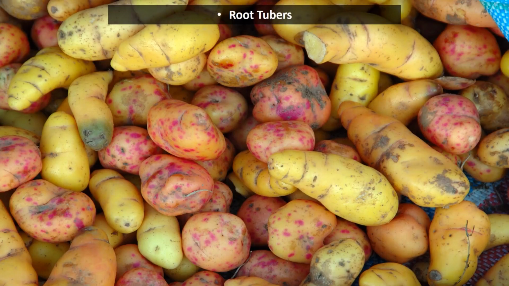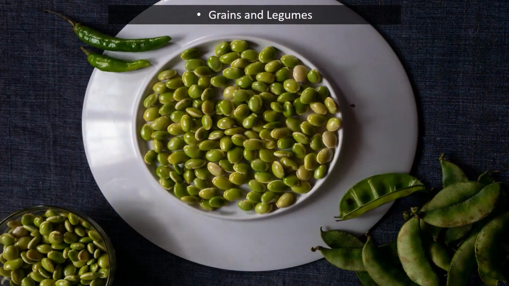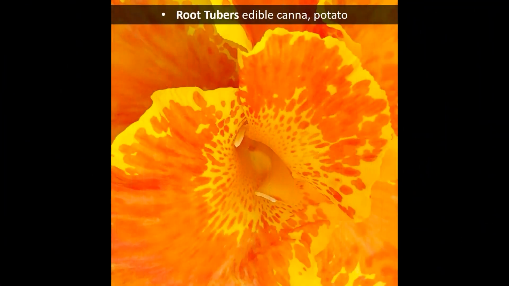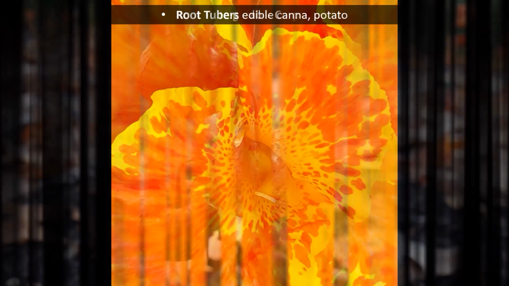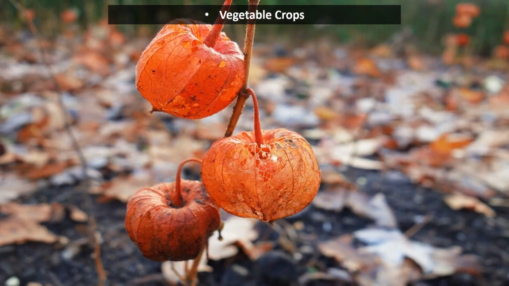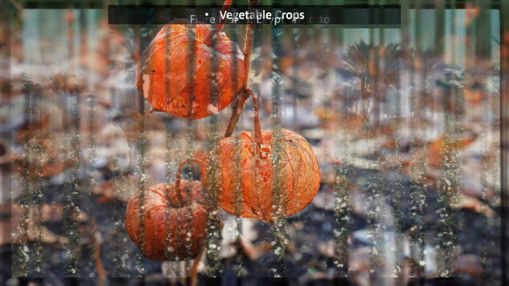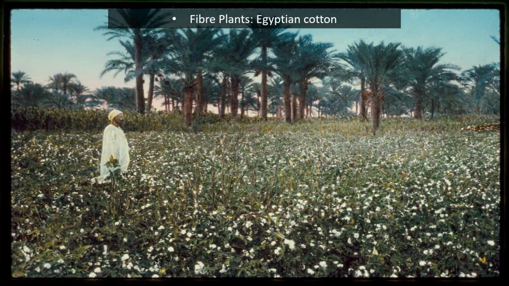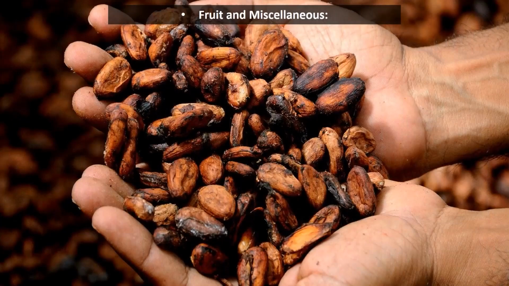nested tube. Okay. Then few of the grains and legumes like starchy maize, lima beans, common beans, root tubers like edible canna, potato, vegetable crops like pepino, tomato, ground cherry, pumpkin, pepper, then some of the fiber plants like Egyptian cotton, then some of the fruits and others like cacao, passion flower, guava, quinine tree and tobacco.